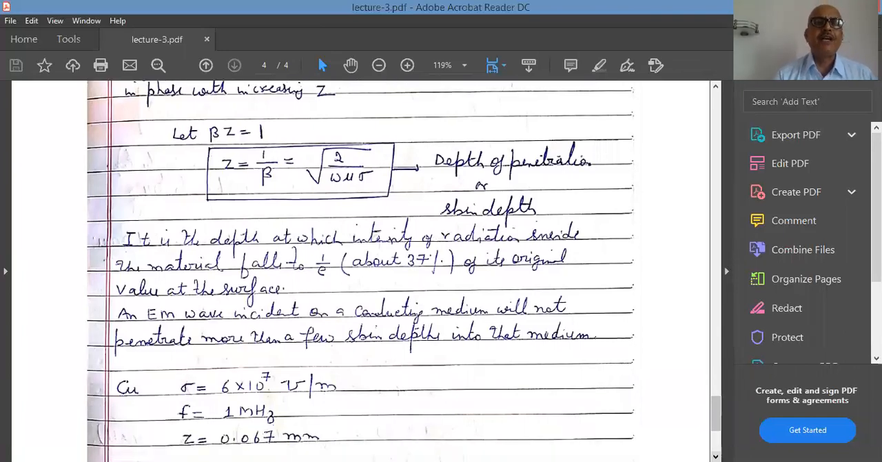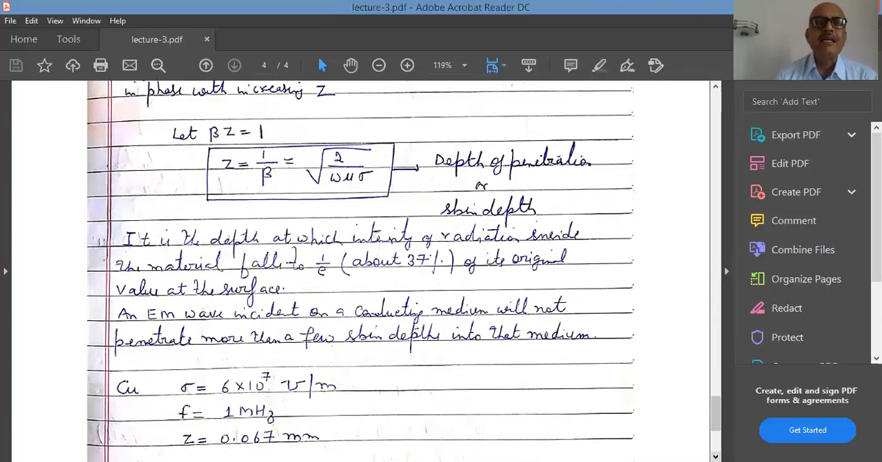Suppose we take the case of copper. Copper is a very good conductor with a conductivity of the order of 6 times 10 to the power 7 mho per meter. Mho is 1 over ohm. Let us take a frequency of 1 megahertz. If you calculate the depth of penetration, it comes out to be 67 micron, that is 0.067 millimeter.